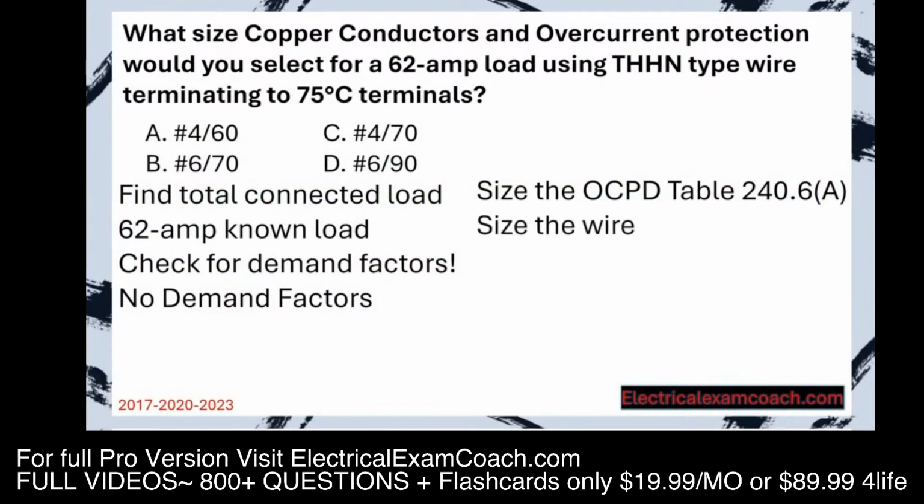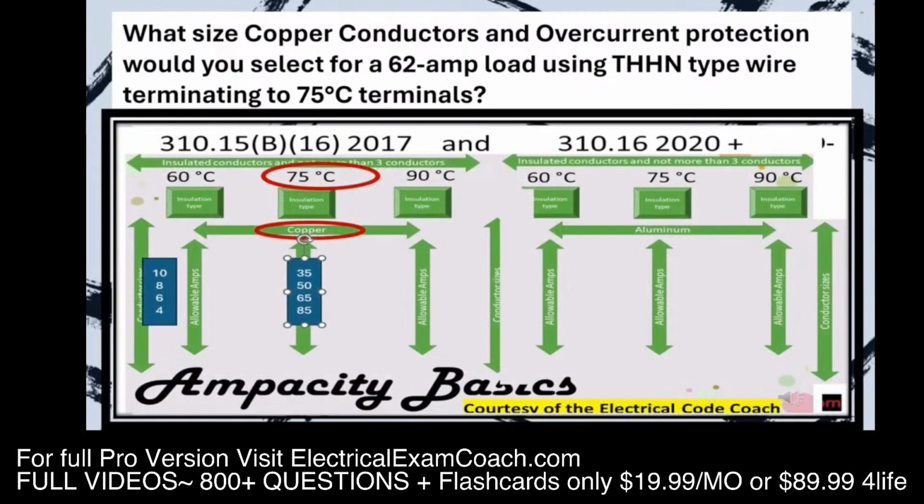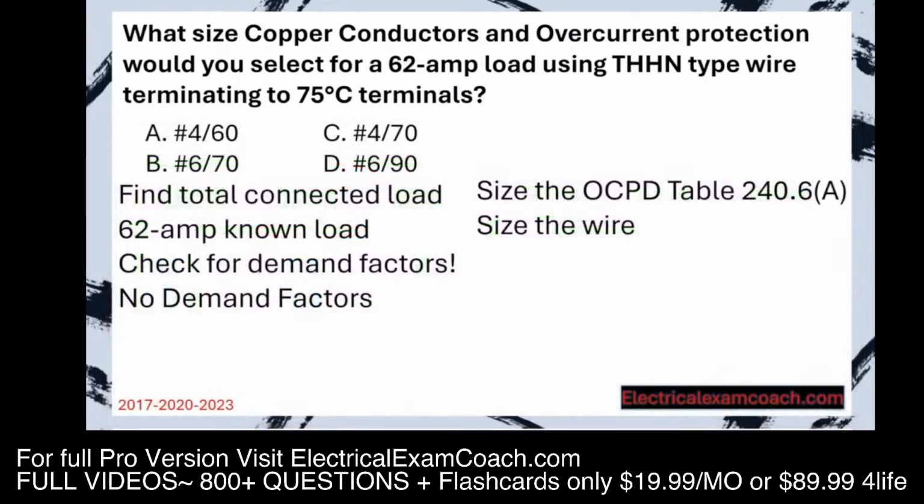Now we can size our wire. For that, we're going to head to our primary ampacity table. We're going to be sure to start on the copper side because it's asking for copper. We're in the 75 degree C column. We slide down and find a wire that can cover the known load. And we find out that we're going to have a 6-gauge wire on a 70 amp breaker.